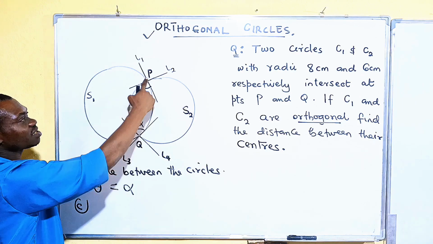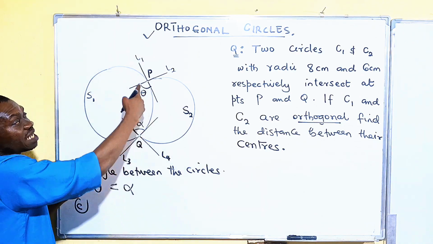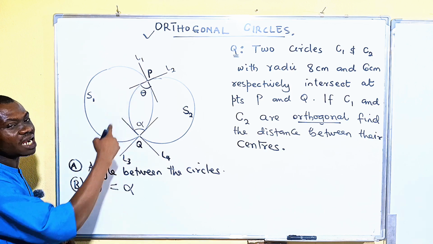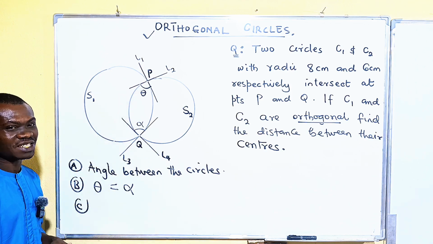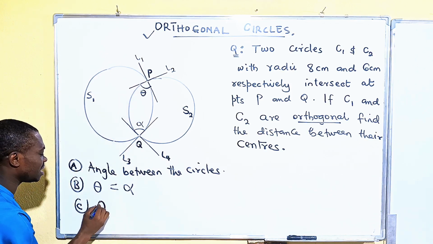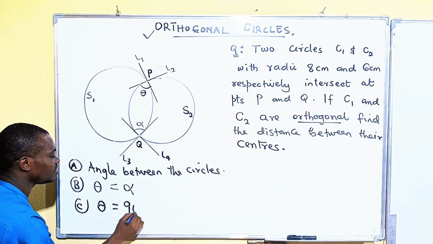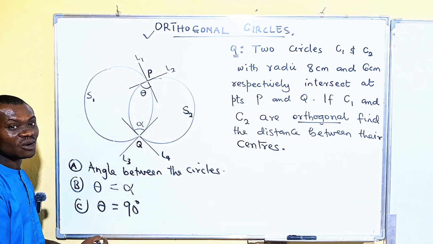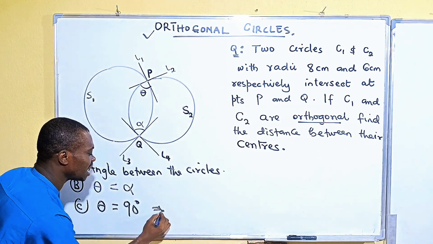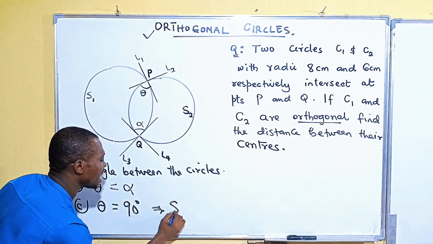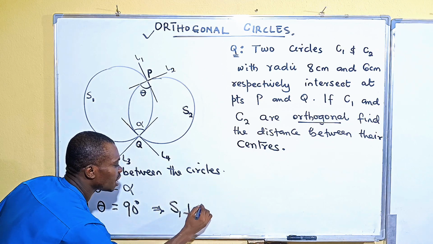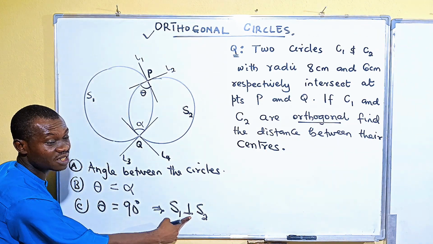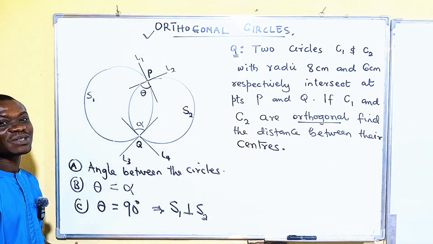Two circles intersecting at two points, or at any point, are said to be orthogonal if the angle between them is 90 degrees. So if our theta is 90 degrees, then you can say that the two circles are orthogonal. So when theta is 90 degrees, then S1 is orthogonal to S2. Orthogonality, remember I told you, means perpendicularity. All right, and so that is just it.